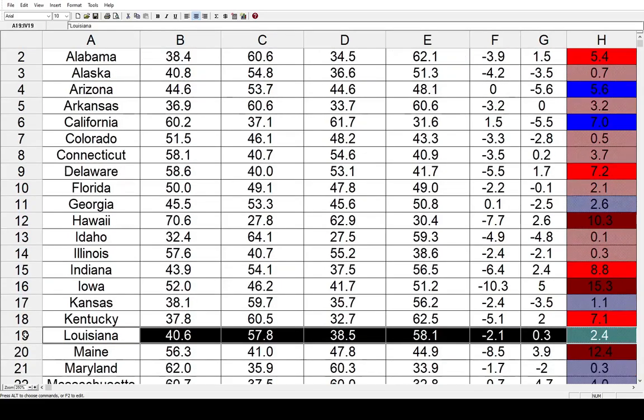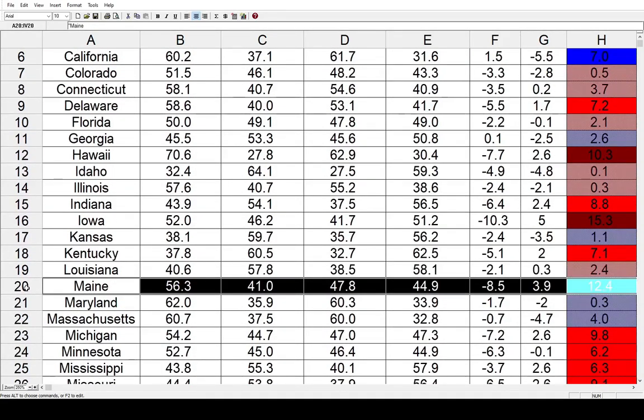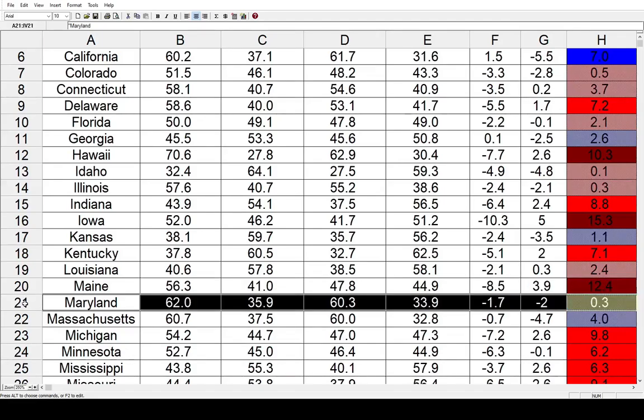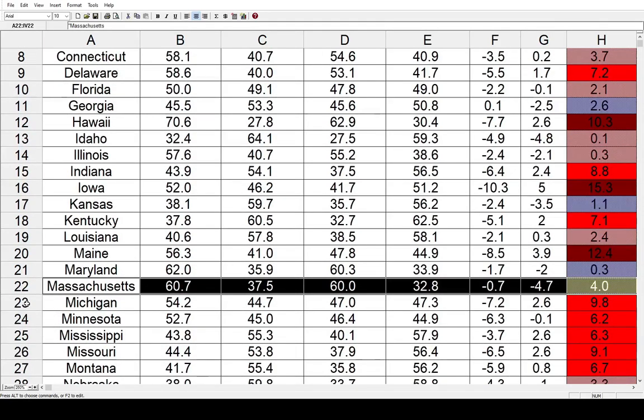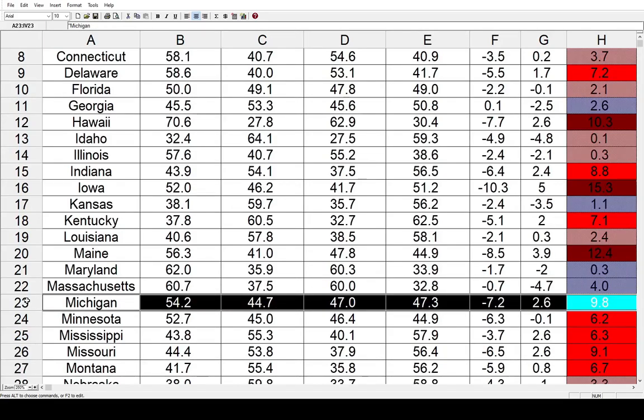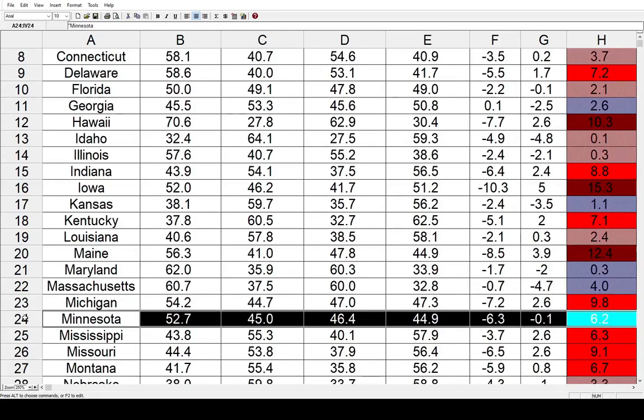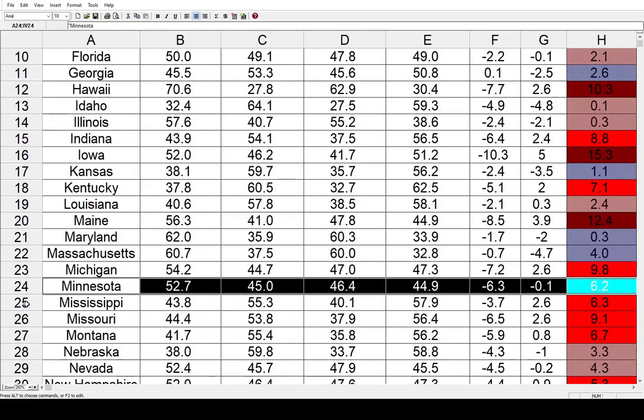Louisiana, 2.4% toward the Republicans. Maine, double digits, 12.4% toward the Republicans. How about in Maryland? Well, that went 0.3% toward the Democrats. In Massachusetts, that state got 4% bluer in 2016 over 2012. In Michigan, that was a state Donald Trump was able to flip narrowly, and that went a big 9.8% toward the Republicans. Minnesota, that also went 6.2% toward the GOP.